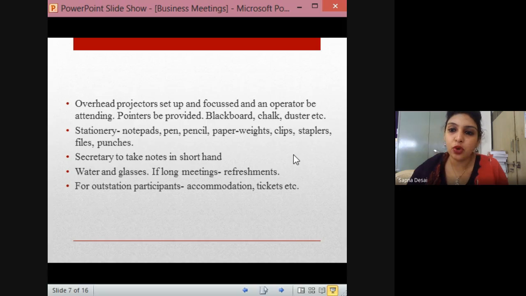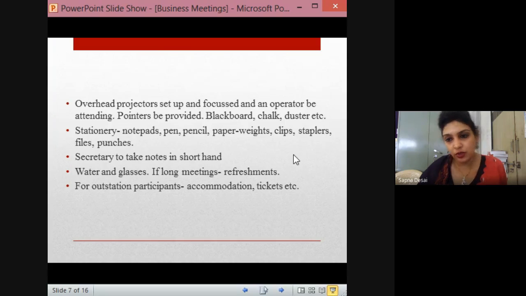Whiteboard or chalk, right? Duster or marker pen, all these things should be there if they have to explain charts and figures. Stationery in the form of notepads, pen, pencil, paperweights, clips, staplers, files, all these things should be there. If the participants in the meeting need to take notes, they should have notepads kept in front of them so that it becomes easier for them to take notes. Paperweight should be there.